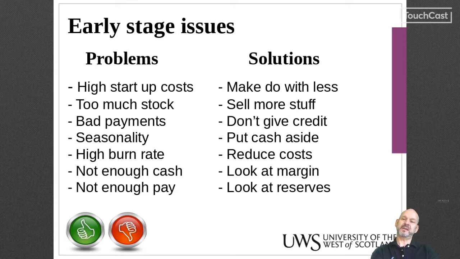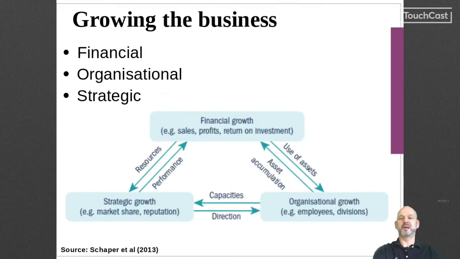And we also need to give some thought to growing the business over the longer term. And according to Shaper et al. 2013, there are 3 types of business growth that we could look at, namely financial, organisational and strategic. Financial growth relates to the development of the business as a commercial entity. It's concerned with increases in sales, the investment needed to achieve those sales, and the resulting profits. It's also concerned with increases in what the business owns, i.e.